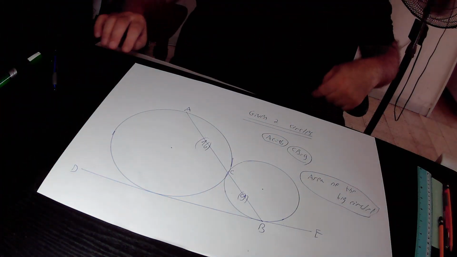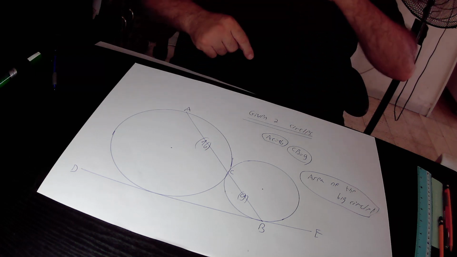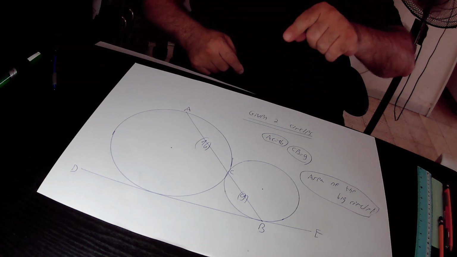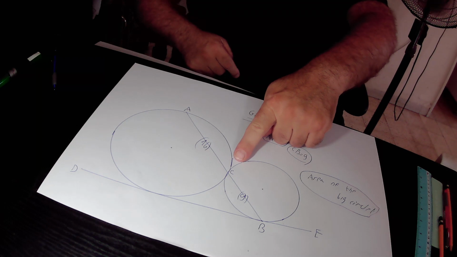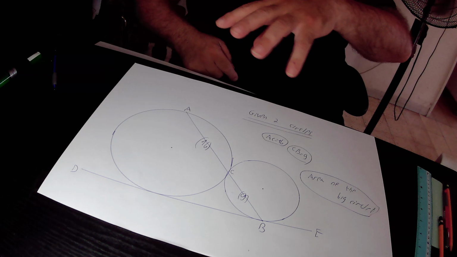And now in this lecture we will find out the area of the big circle. In the drawing we have two circles. Those two circles are tangent to each other at this point, point C. Point C is the point of tangency of those two circles with each other.